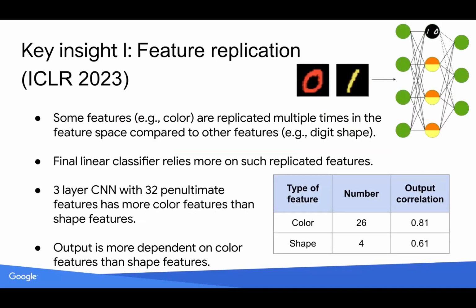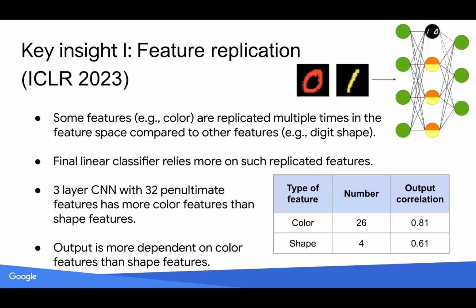So the first key insight that we develop in this line of work is that there is feature replication in the penultimate layer corresponding to simple features. What I mean by that is, if we take a 3-layer CNN with 32 hidden units in the penultimate layer, in this figure here, the rightmost thing is the output logit, and the one just before that is the penultimate layer. We see that most of them are actually correlated with color as opposed to shape.